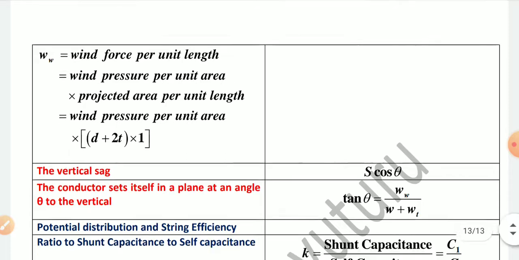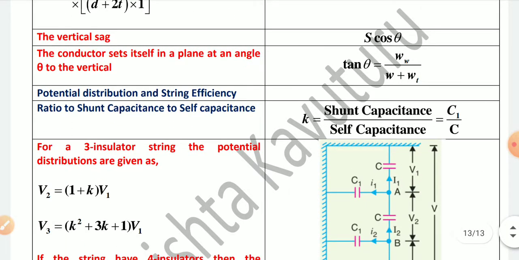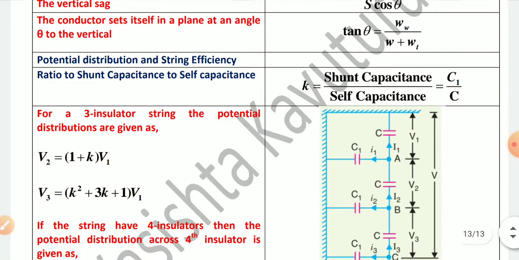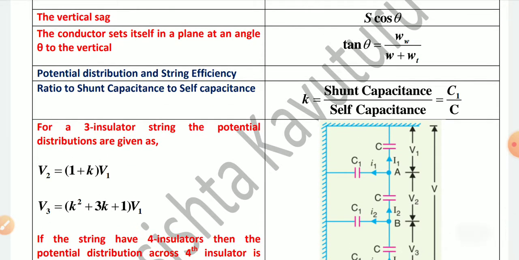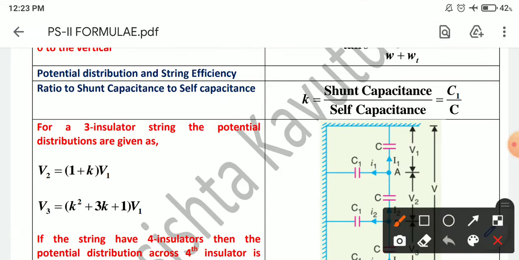Okay. So now coming to insulators, insulators are generally classified into 4 types: pin type, suspension type, strain type, and shackle type. Among the 4, generally we have the calculation for suspension type. They are also called string type or disc type. Here we are calculating the string efficiency for suspension type insulators. So potential distribution and string efficiency is the topic name.